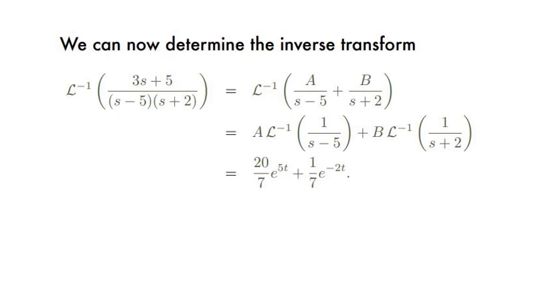Now these are standard types. So the Laplace inverse of 1 by s minus 5 is e raised to 5t, and the Laplace inverse of 1 by s plus 2 is e raised to minus 2t. After that, substitute a and b, that is 20 by 7 e raised to 5t plus value of b 1 by 7 into e raised to minus 2t. That's the answer.